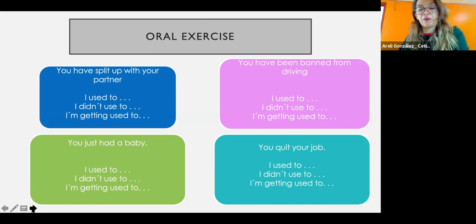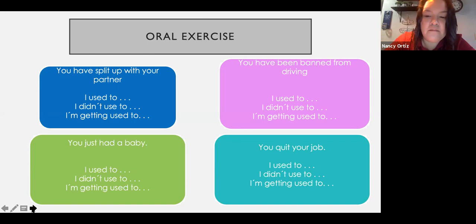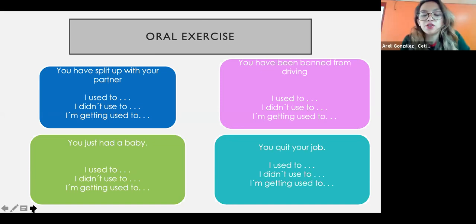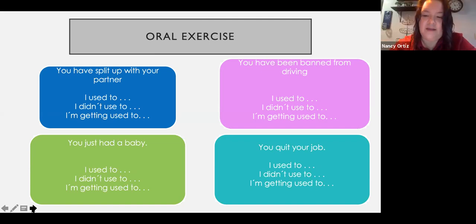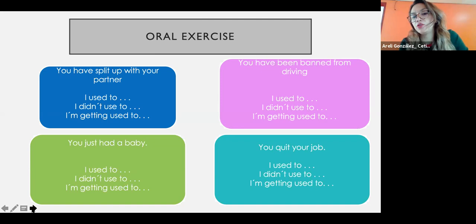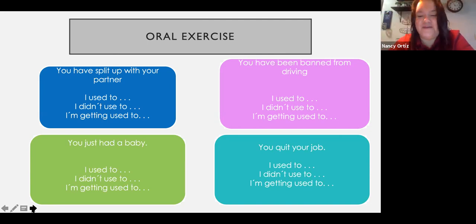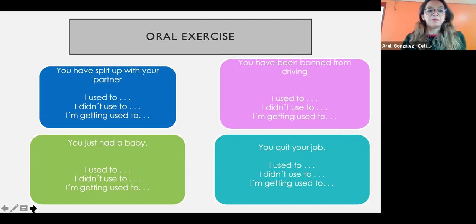I used to work unhappily. Can you repeat that one? I used to work unhappily. Okay, unhappily, yes. I didn't used to get on well with my coworkers. I'm getting used to finding new jobs or visiting portal jobs. Okay, looking for jobs, yes. Looking for jobs. Very good. I'm getting used to looking for jobs.